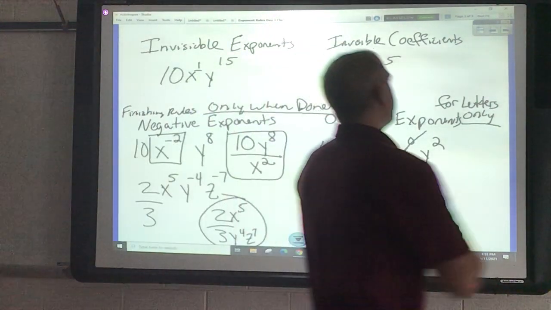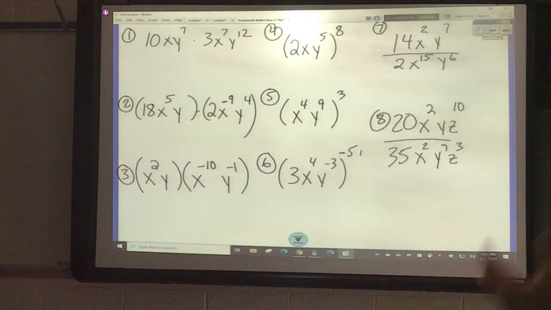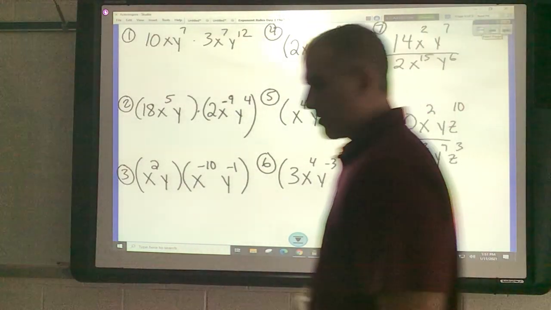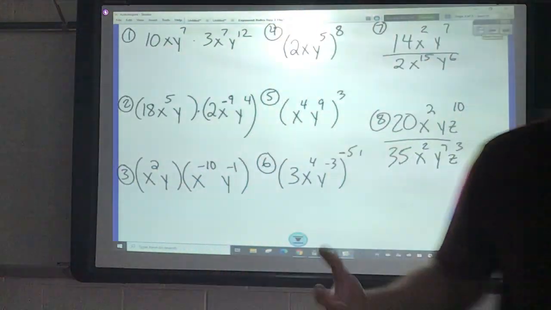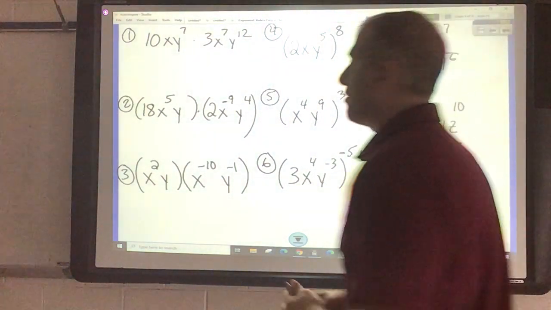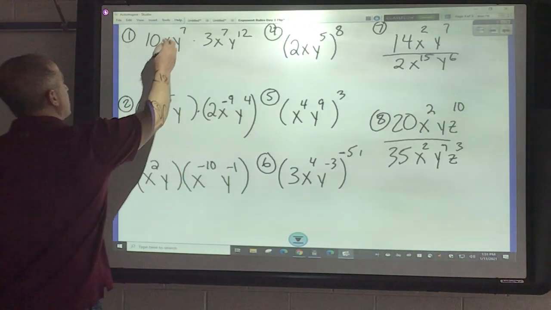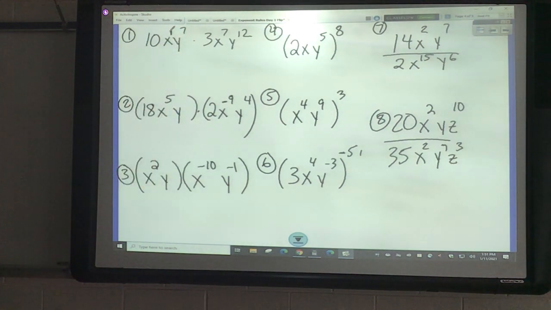So now we're gonna finish class by applying those principles to our other problems. We're gonna look for hidden exponents. We're going to look for hidden coefficients, and we're going to apply our finishing rules after we apply our other rules. So if I look at this one, this x has x to the 1st. I don't see anything else hidden.